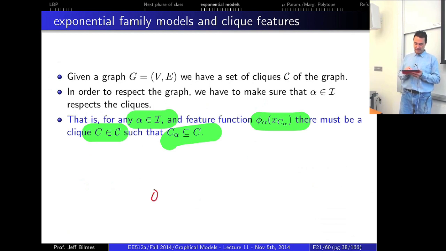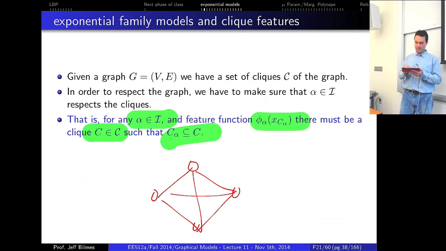So like if you have a clique, let's say you have four variables which are connected in a clique, it must be the case that, I mean, you very well could have each one of the c sub alphas correspond to the edges, right?